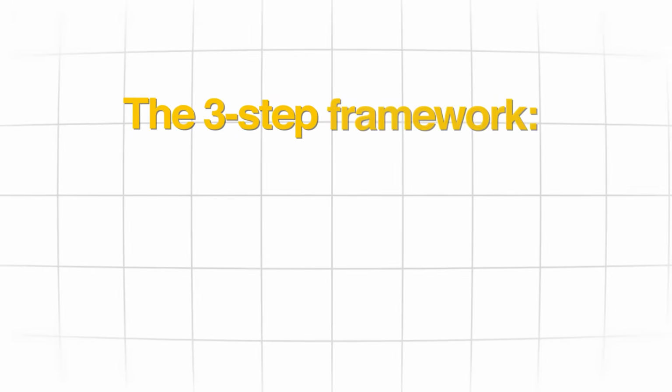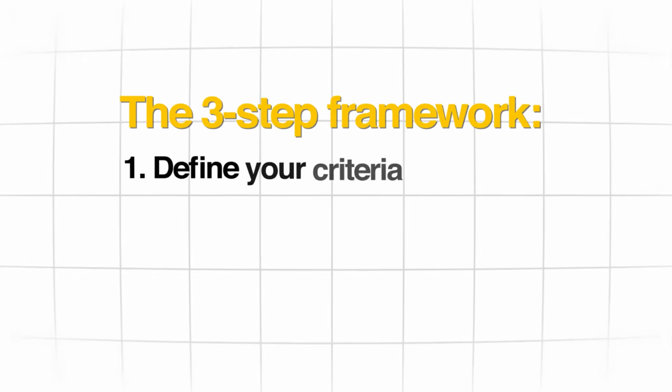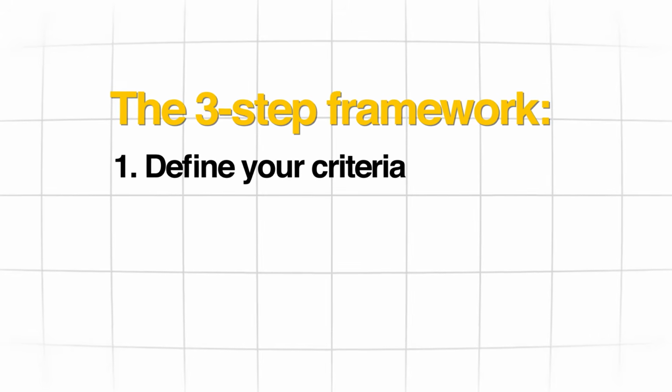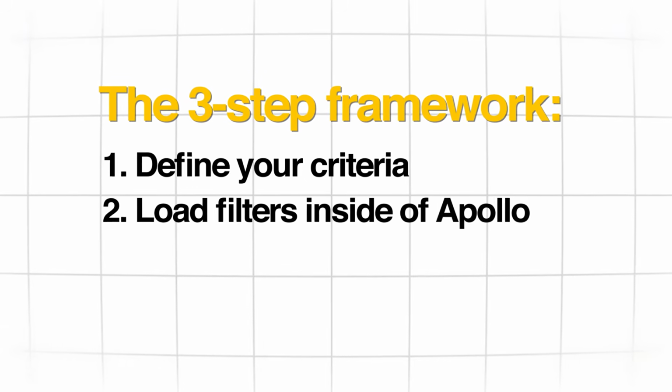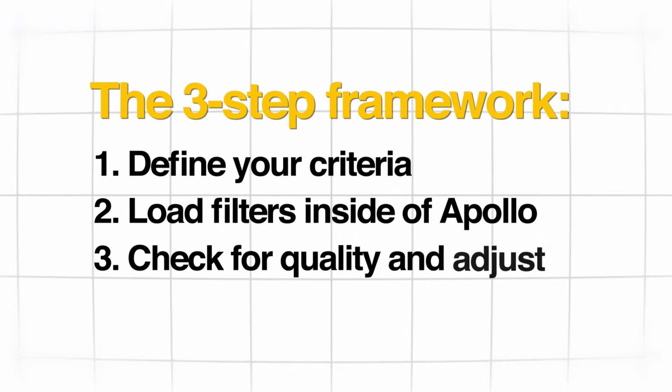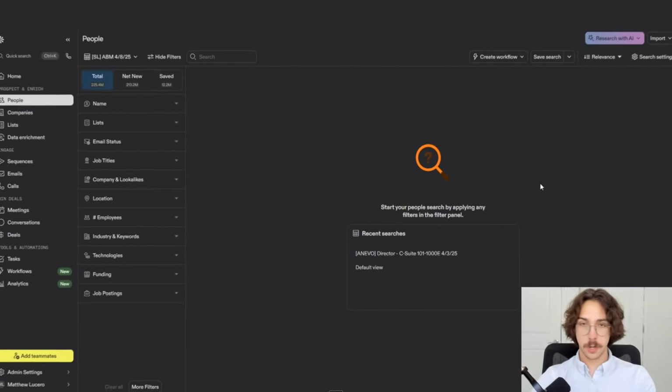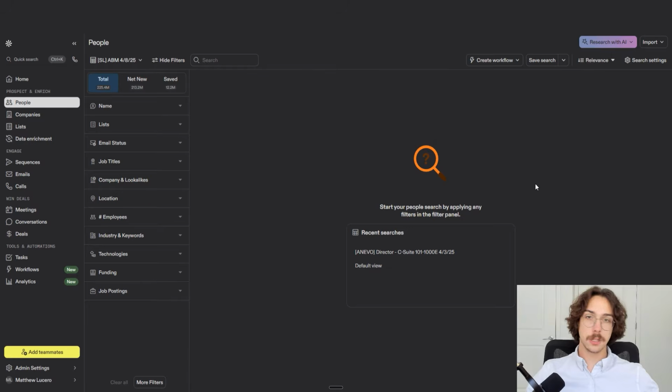So the 3-step framework I like to use for this is number 1, define your criteria, which I already did in this example. Number 2, load the filters inside Apollo. And then number 3, check for quality and adjust as needed. So step 1, build out your criteria. That's exactly what I showed in this example. So you watching this at home, I would go down on a piece of paper or on a Google Doc and define every criteria about the person you're reaching out to. Their headcount, their job title, their location, basically all the stuff Apollo has here on the left-hand side, and define that going into this so you can understand what filters you should be using and what filters you shouldn't be using. So first, define that, which we already did in this example.